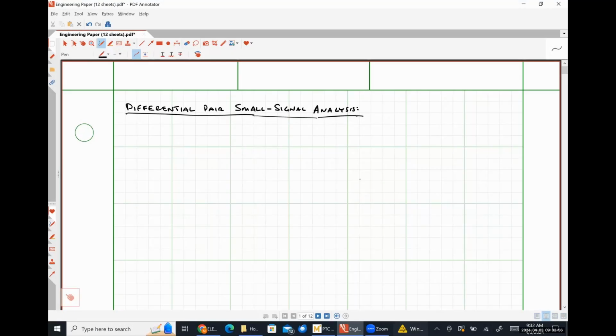So today we're going to be talking about the small signal analysis of a differential pair amplifier. So the first thing that I'm going to do is I'm going to draw the small signal model for a differential pair, right? So just as a reminder, our differential pair amplifier is going to look something like this. So here we have some collector resistance. Let's start with the BJT and then we'll go from there.